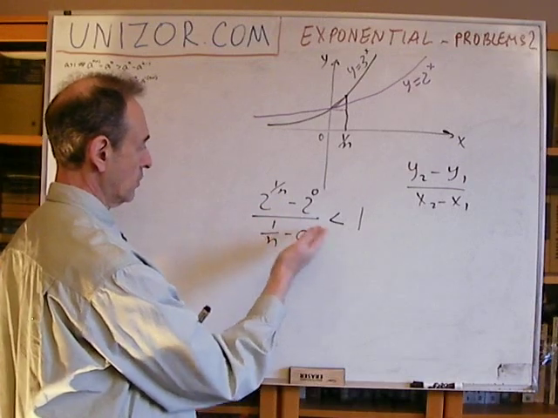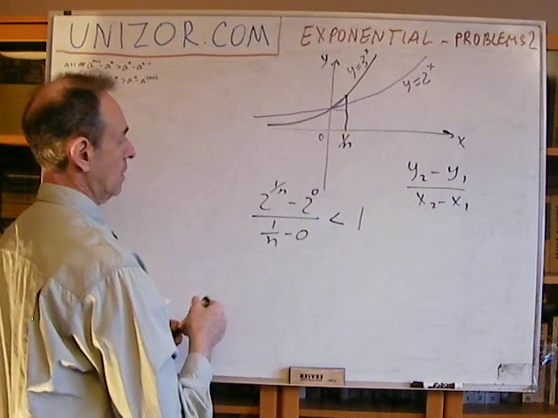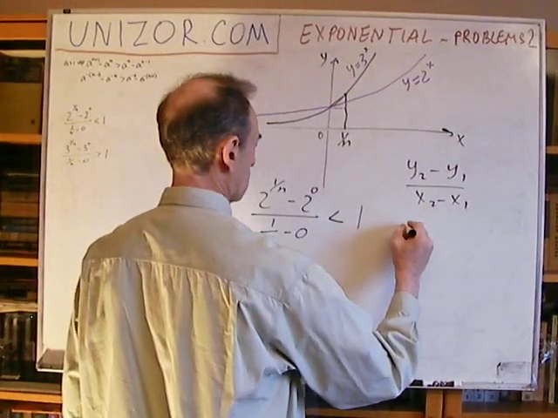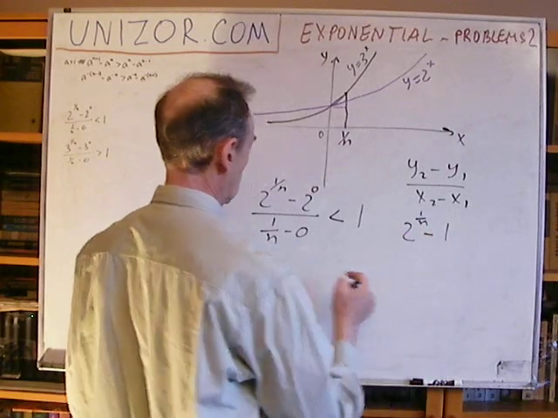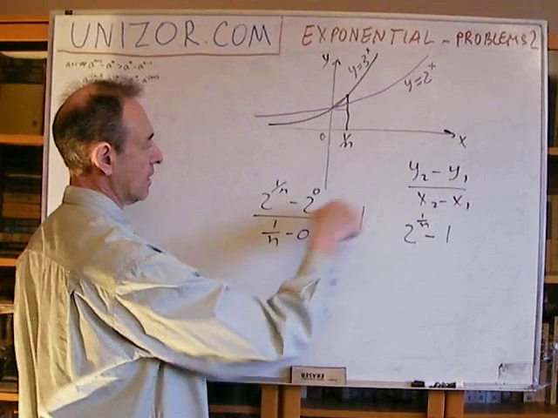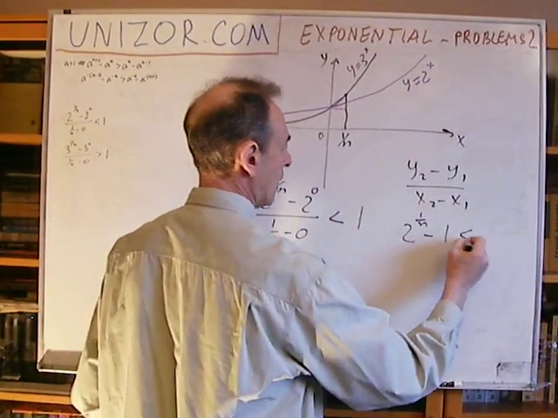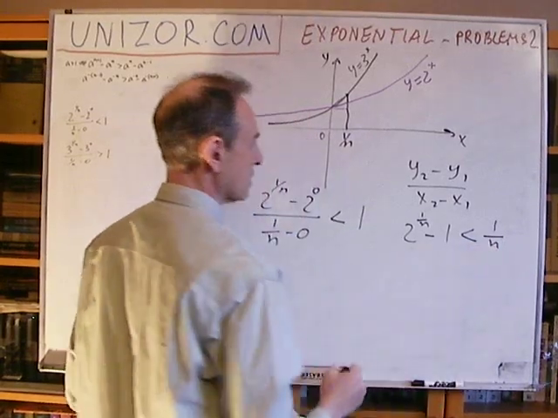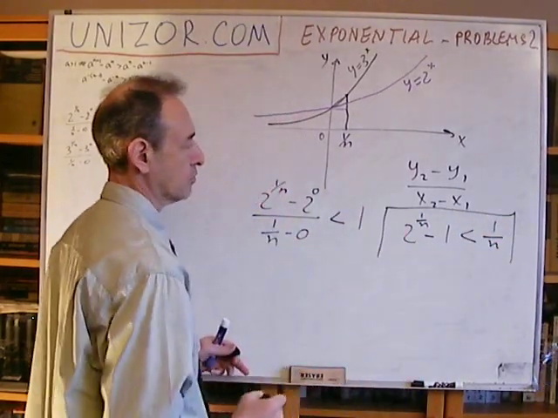First of all, we can simplify it. 2 to the power of 0 is 1. So it would be 2 to the power of 1 over n minus 1. And now this is 1 over n, so I will multiply both sides of the inequality by 1 over n. So I will have to prove this. This is an invariant transformation. So this is what we have to prove.